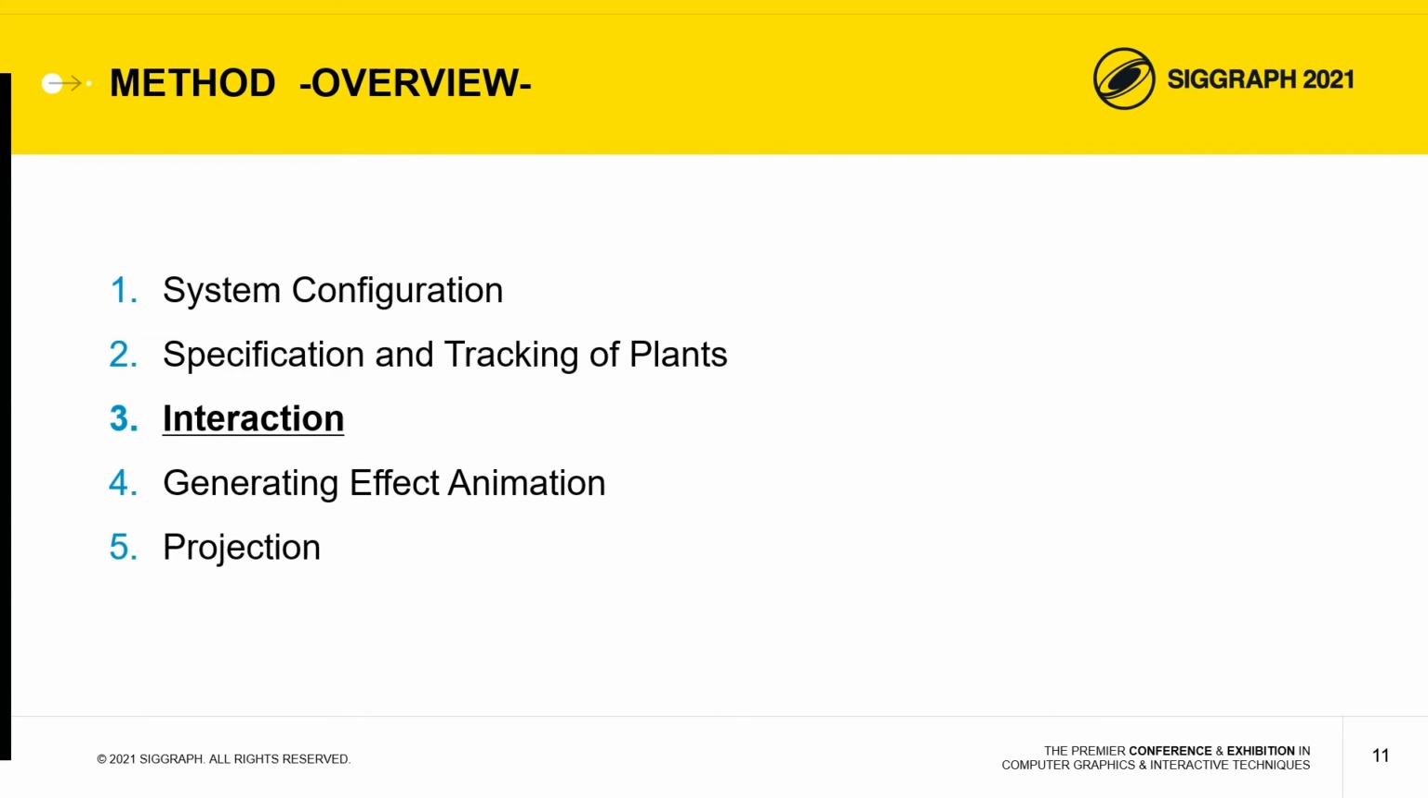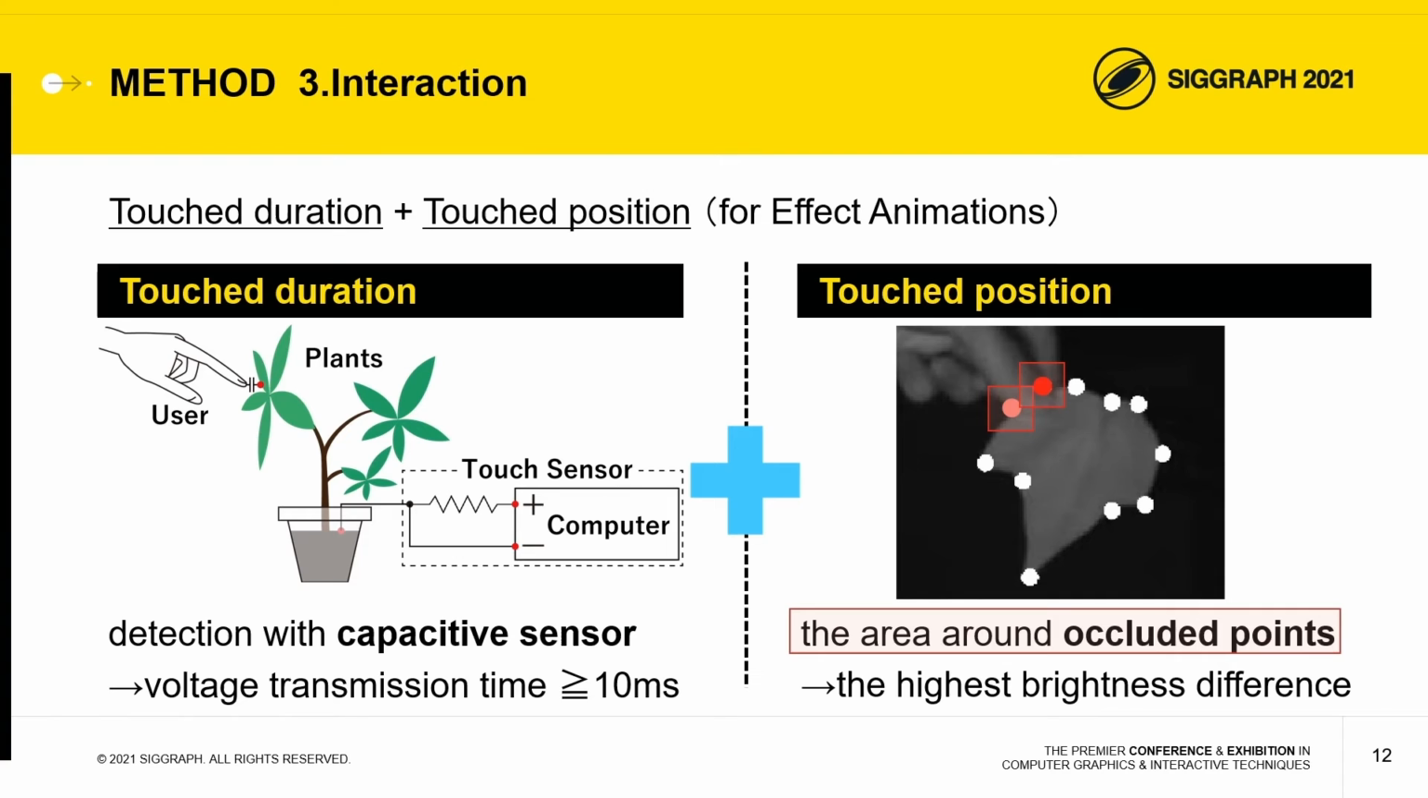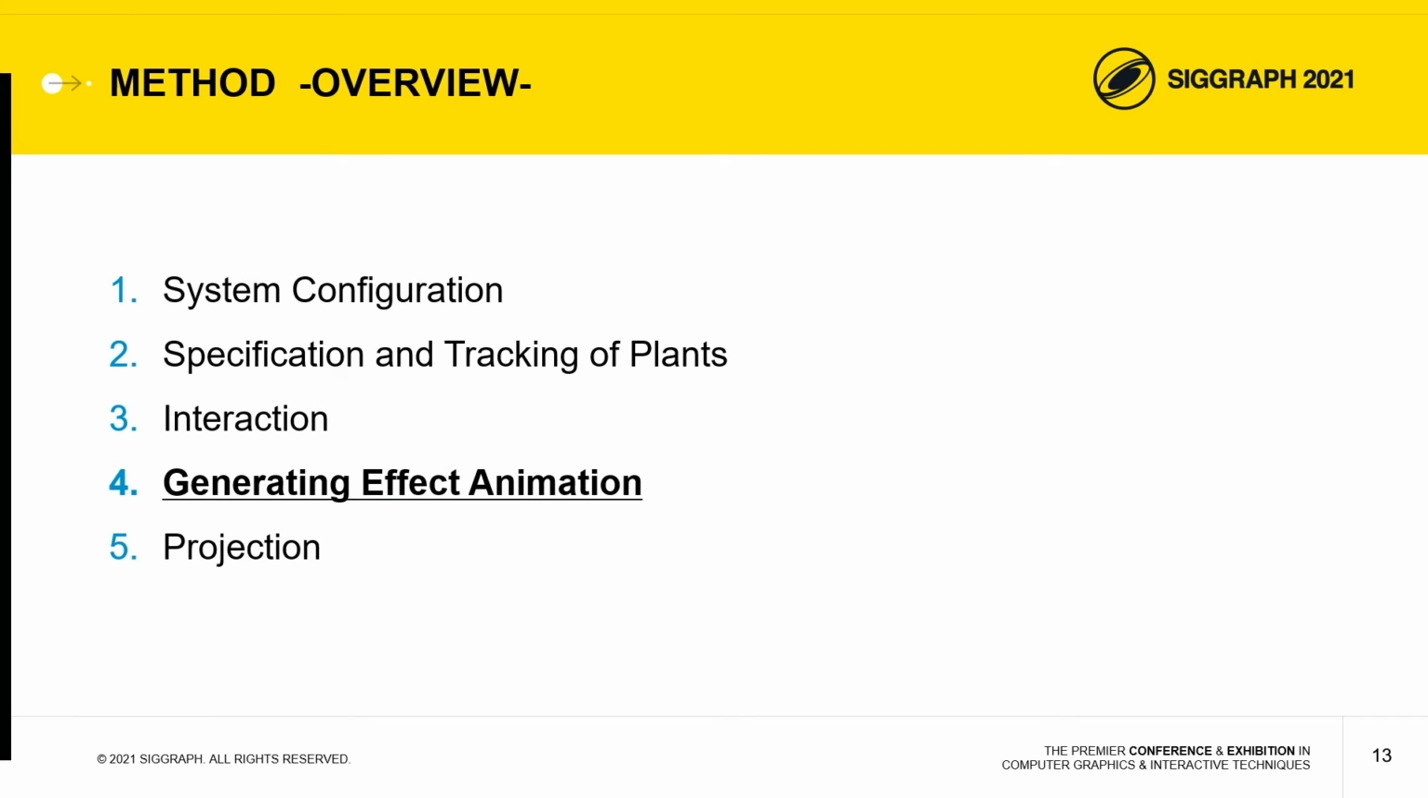Next, we'd like to talk about the interaction system. In our interaction system, touched duration and touched position are detected for generating interactive effect animations. Next, we'd like to talk about effect animations.